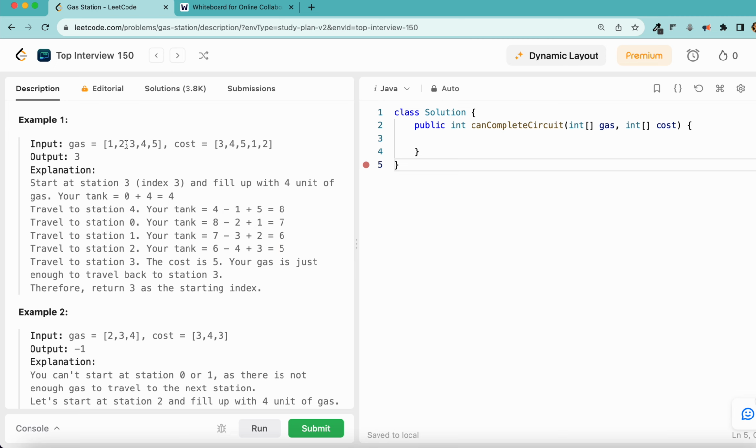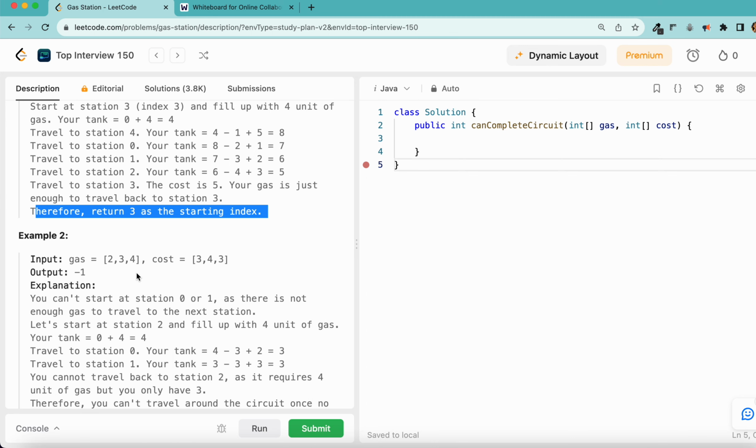Okay, now from 3 to 4, if you are moving from here to here, we need to add 4, and we deduct 5. The cost is 5. Your gas is just enough to travel back to 3. If we are moving from here to here, it is not shown that we are adding. So from here to here, we need the cost to be deducted, right? And we have 5 units of gas, so we can travel from here to here, and this is our starting index. So we loop back over here, right? Therefore 3 is a feasible solution and it's the starting index. So we can return this solution.